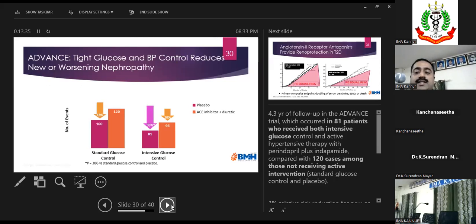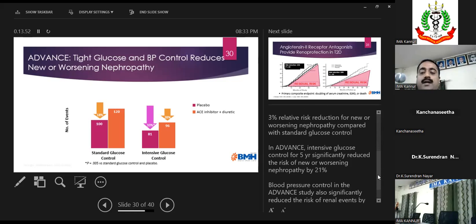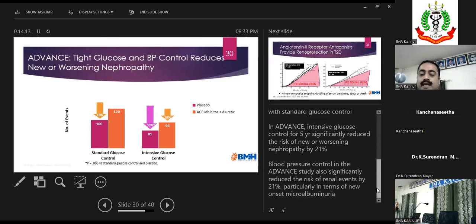The ADVANCE trial. This is one of the trials in which we compared 81 patients who received intensive glucose control and 120 patients who had not received an active intervention or had standard glucose control. At the end of the study, what they found is that there is a 3+ relative risk for new or worsening nephropathy with standard glucose control. In the ADVANCE study, intensive glucose control for 5 years significantly reduced the risk of developing nephropathy by nearly 21%. Blood pressure control also reduces the renal events by another 21%, particularly in terms of new onset microalbuminuria.